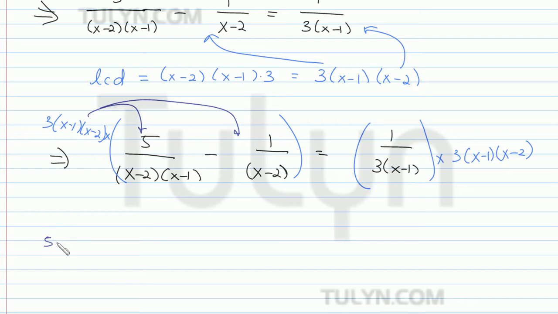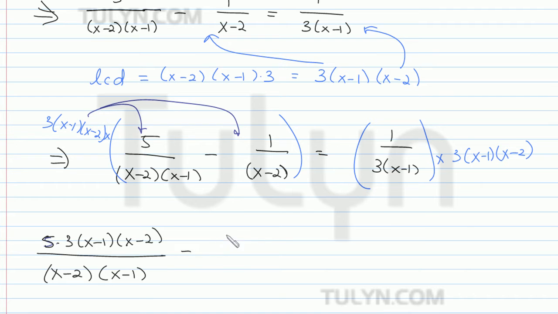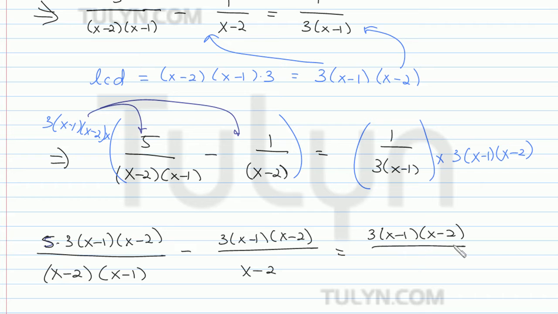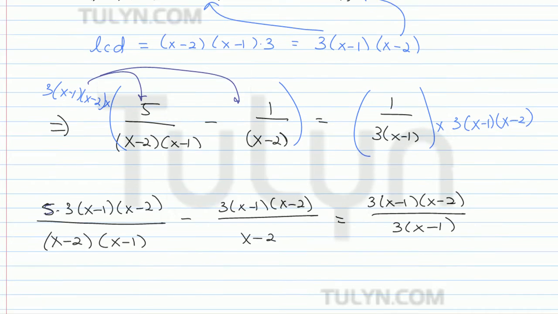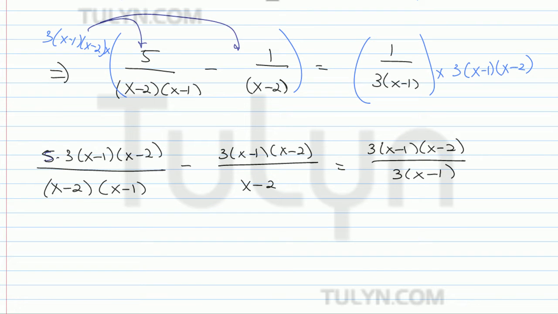So this is going to become 5 times 3 times x minus 1 times x minus 2 over that denominator, minus 1 times 3 times x minus 1 times x minus 2 over x minus 2, is equal to 3 times x minus 1 times x minus 2 over 3 times x minus 1. Great. So now that we've distributed the LCD into each of the terms, we can cancel out anything possible.